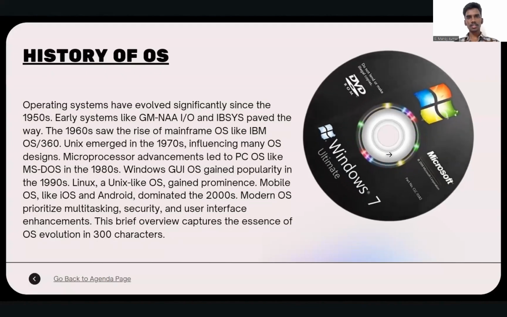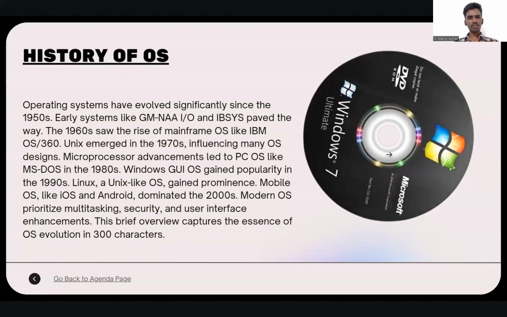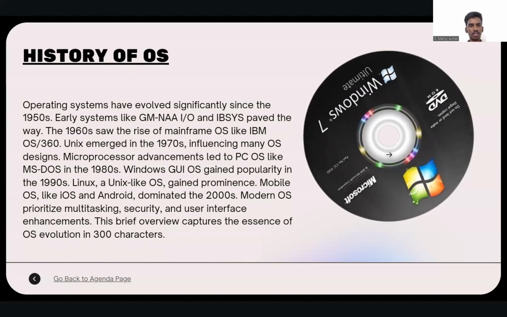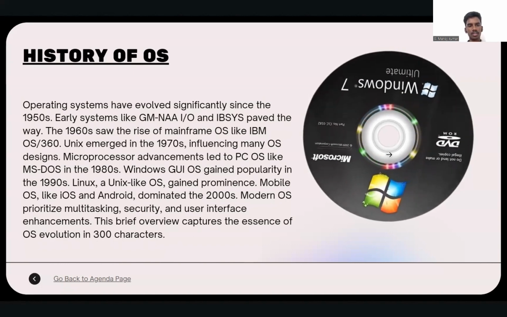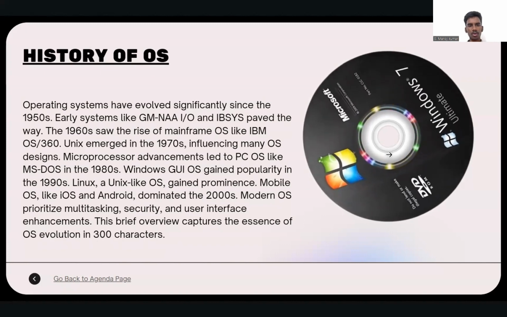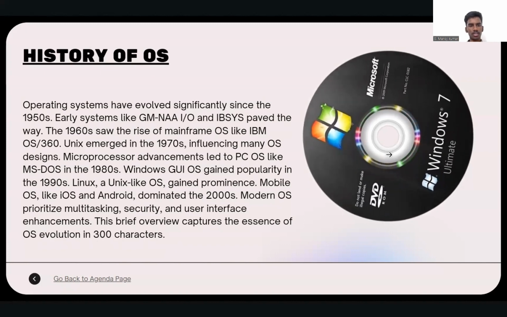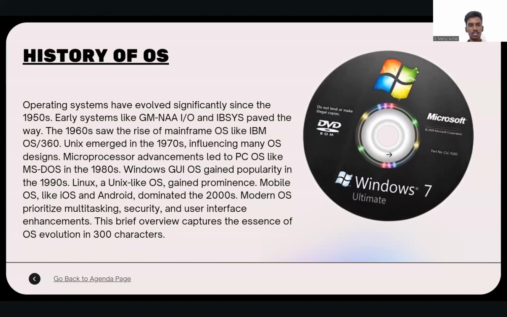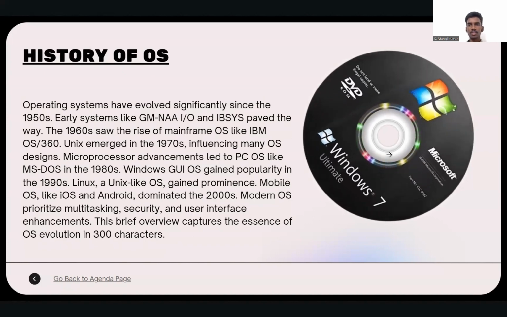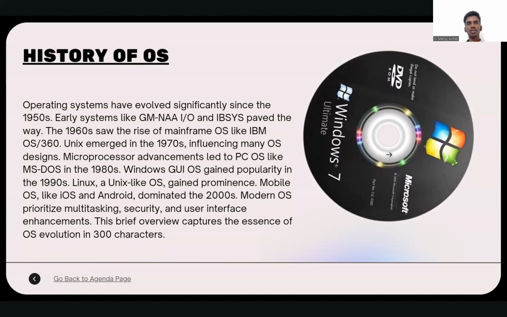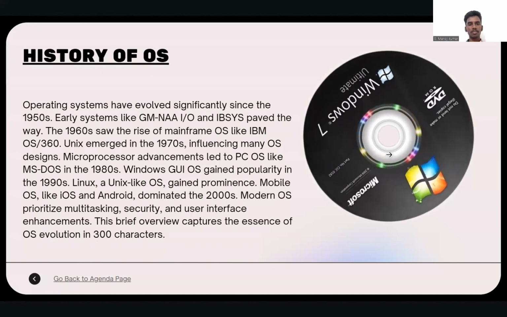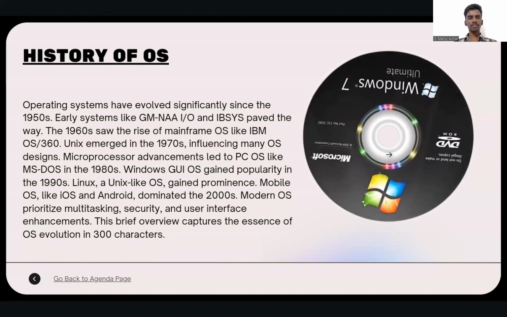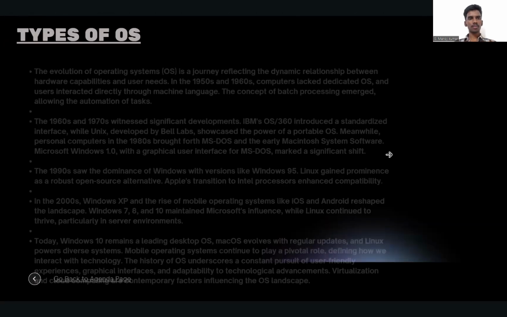Let's understand the history of OS. From the 1950s to today's sophisticated mobile and desktop OS, the evolution is remarkable. IBM's OS/360, Unix, MS-DOS, Windows, Linux, and mobile OS mark key milestones. These are the biggest achievements in OS development. Advancements prioritize multitasking, security, and user interfaces. These are types of OS.